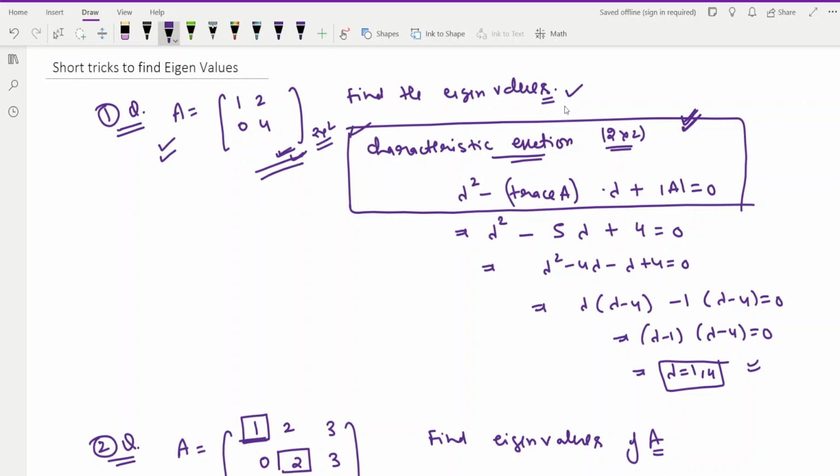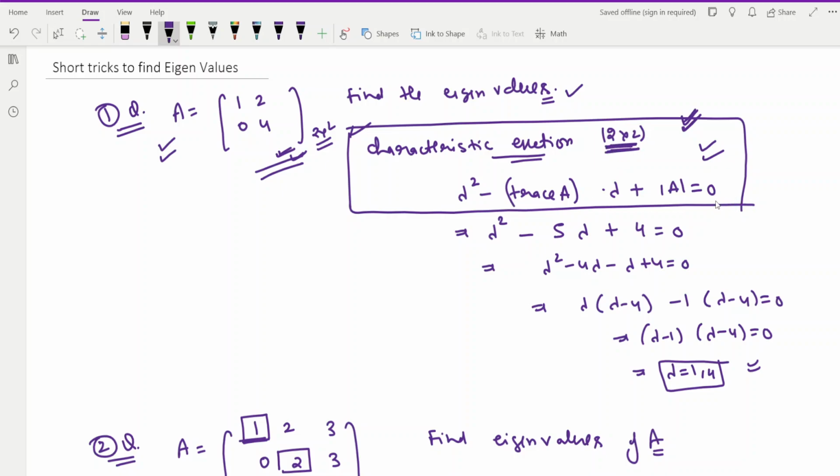I have already discussed how to find the eigenvalues of any square matrix in my previous videos at the channel Notion of Mathematics. But in today's video, I will be telling you the modified form of the characteristic equation, with the help of which you can find the eigenvalues in a very easy way. Here I have written this updated form of the characteristic equation, and it is for a 2 by 2 matrix.